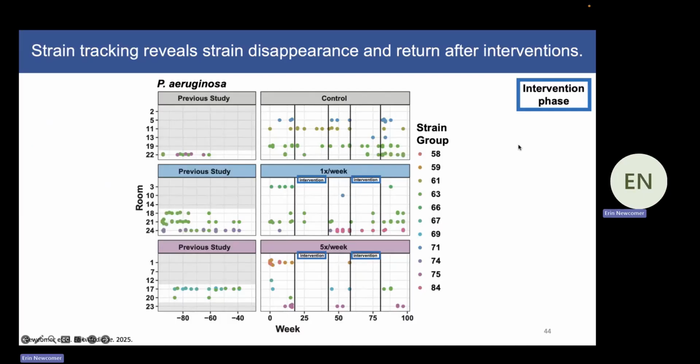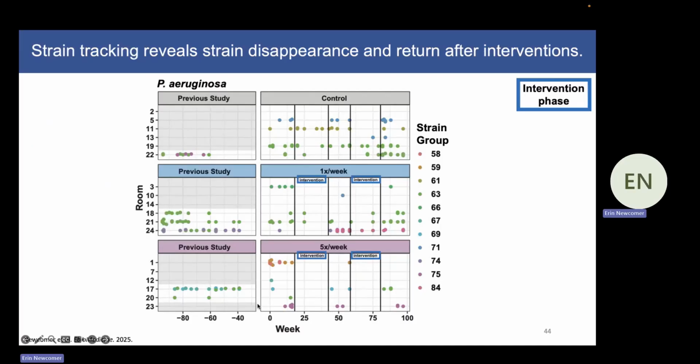And the one I particularly want to pull out is these green dots, this strain group 63. This is that MLST 1894 that we've seen so much of. I just want to show that you can see it showing up very early in the previous study. As we discussed, this strain group actually showed up prior to patient and staff move-in. And you can see it occurring all across the previous study and then also throughout the course of this current study in the control room and even in the 1 time per week rooms. Across both of these studies is actually about 4 years of colonization.